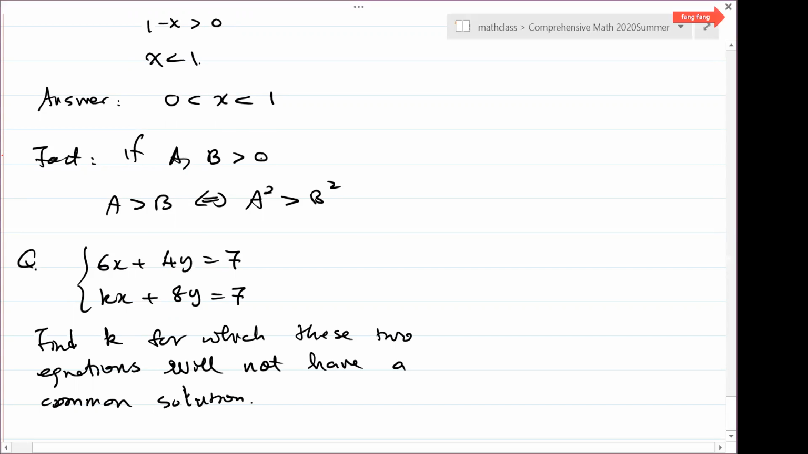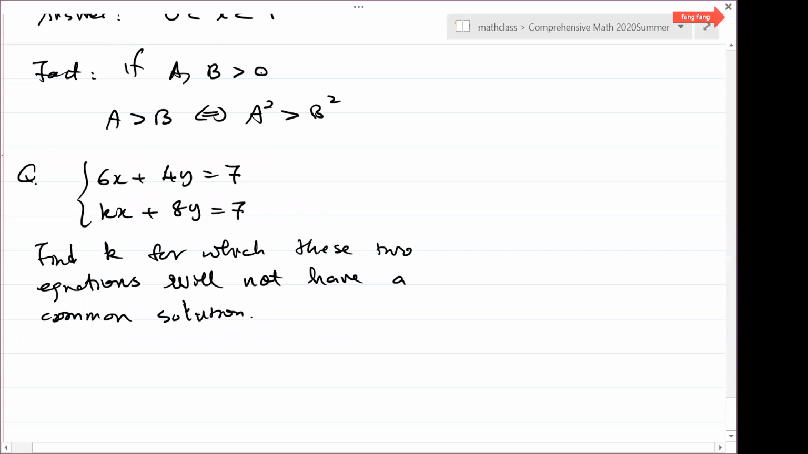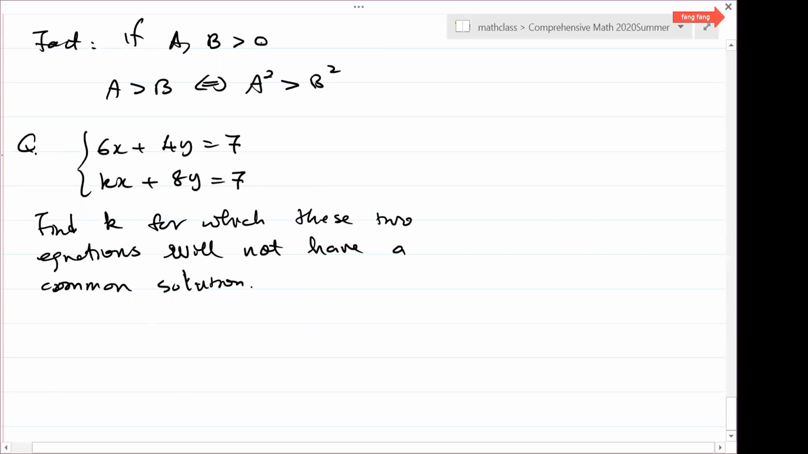Now you can solve this problem using a geometry method, or you can just go ahead and try to solve it directly. Look at these two equations. How do you solve it? Yeah, there are a couple of ways to do it.